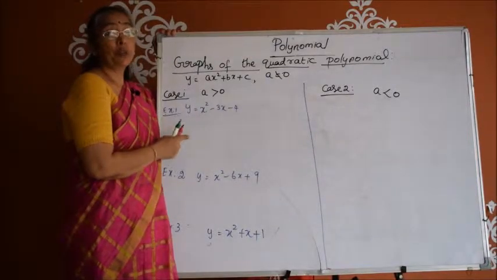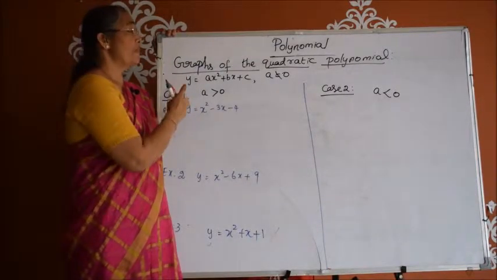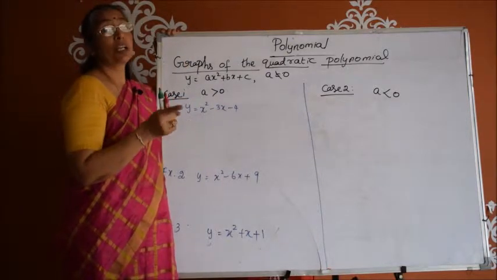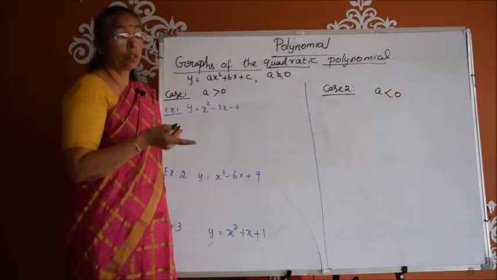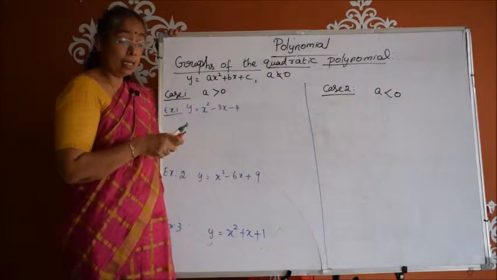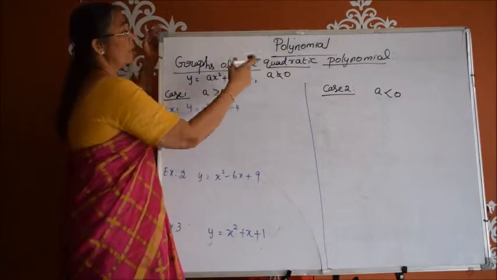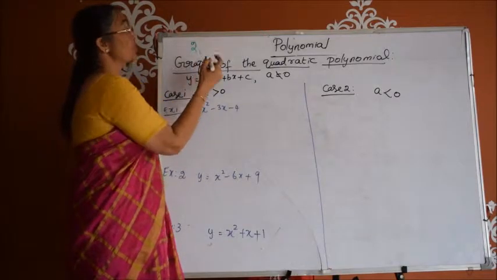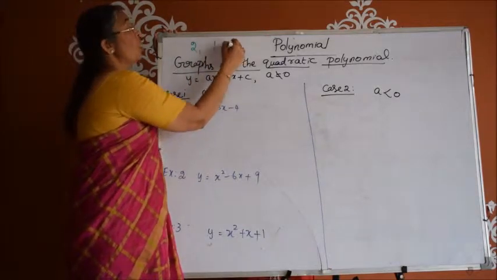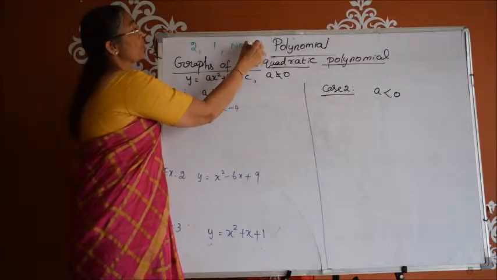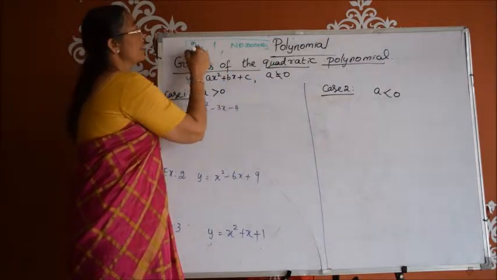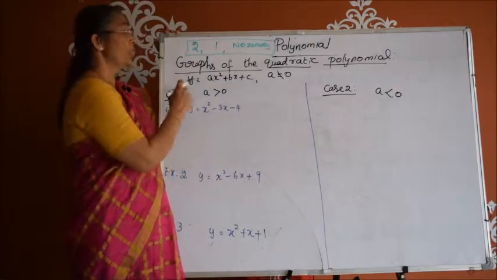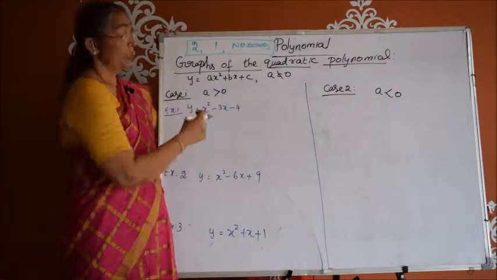In the previous video we have seen that the graph of the quadratic polynomial is an upward parabola for a greater than 0. Now, we already learnt that the quadratic polynomial will have either 2 zeros or 1 zero or no zeros. So, according to this we get the graphs of the quadratic polynomial. Now, let us discuss those cases.